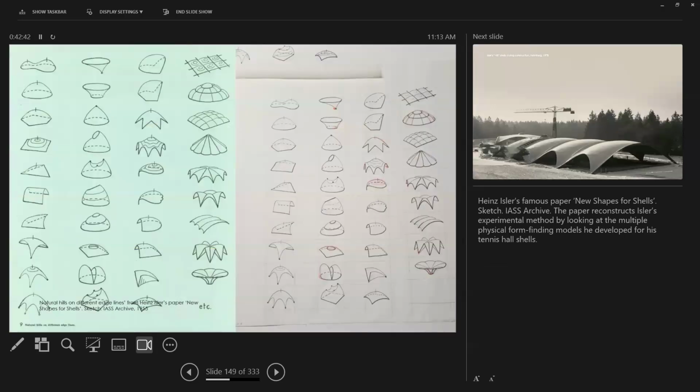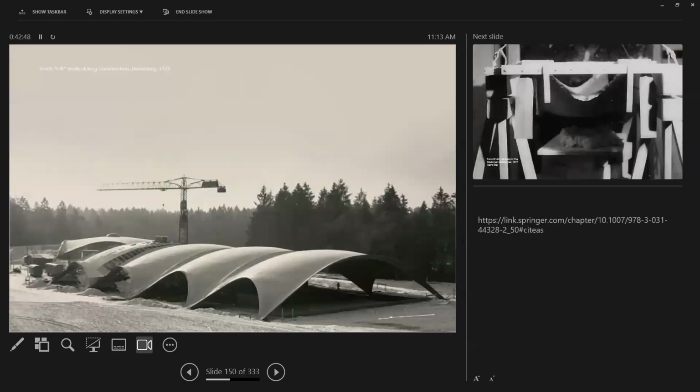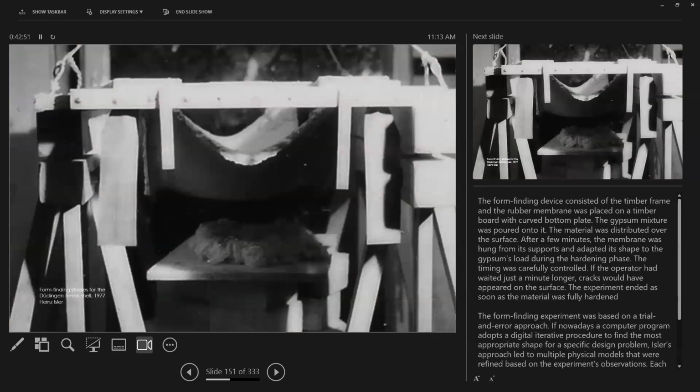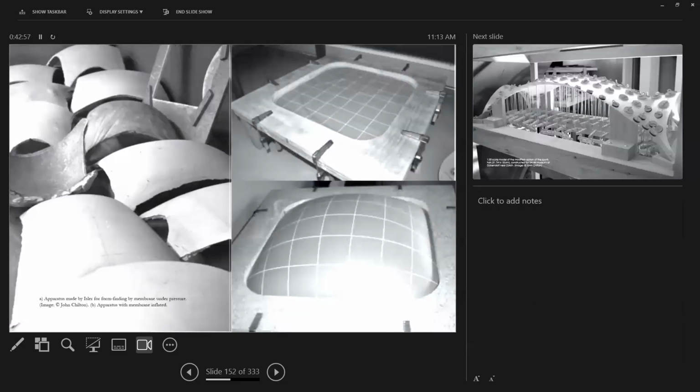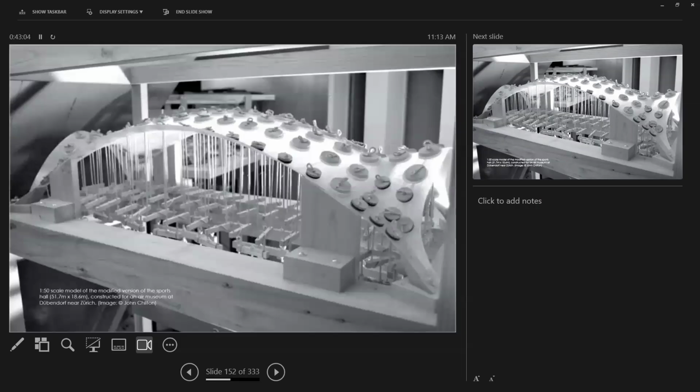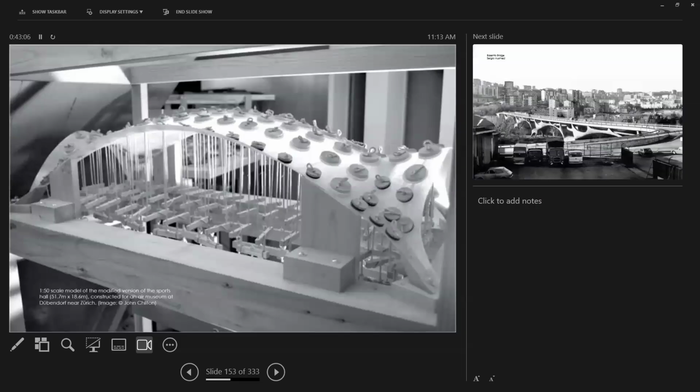And he has many vaults, many domes, these tennis shells around the world. His famous papers, New Shapes for Shells. These are some of them coming out of that research into fabric formwork. And then they would also do them this way by blowing up bubbles and casting on top of them. So designing these little machines. I think this is out of order.